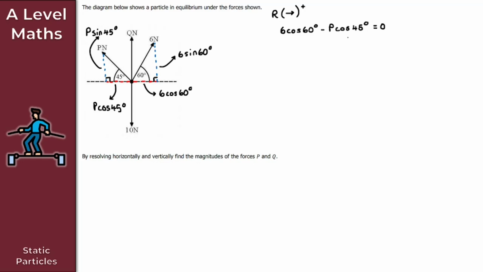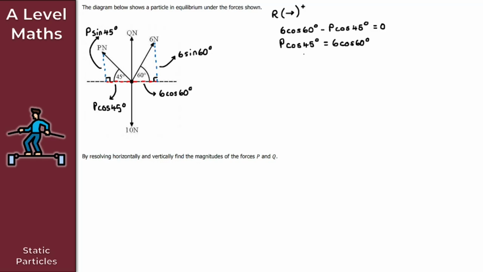So we've got this equation here. What we want to do is solve for P. So I'm going to add P cos of 45 degrees to both sides. In that case, I get P cos of 45 degrees is equal to 6 cos of 60 degrees. Okay, like so. Well, cos of 45 degrees here, that is 1 over root 2.